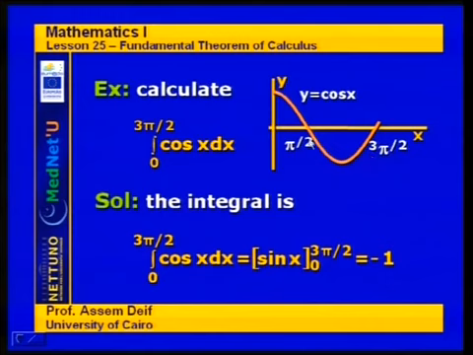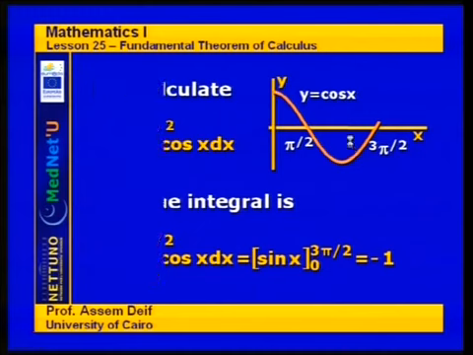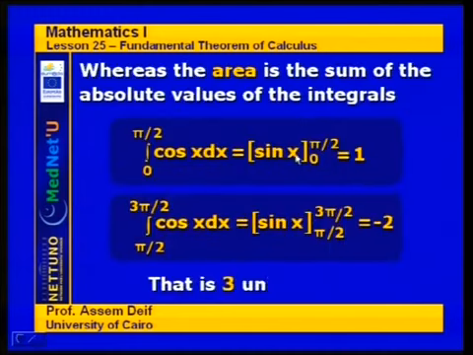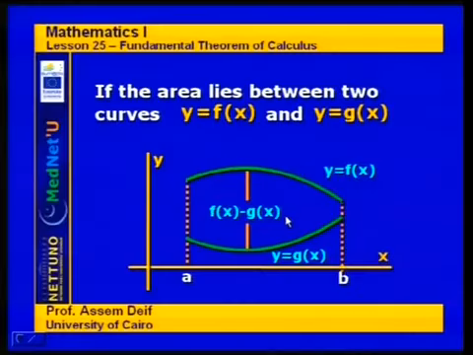Whereas if you're interested in the area, then you have to revert the sign here. Here you have it positive, so you leave it as it is, whereas here, if it is negative, then you revert the sign. In other words, you do the integral in parts. The first part, from 0 to pi by 2, you get 1, and from pi by 2 to 3 pi by 2, you get minus 2, so you revert the sign here. In other words, your area is equal to 3 units of area, whereas the integral is equal to minus 1. So integrals can be of positive or negative sign, whereas areas are always positive.